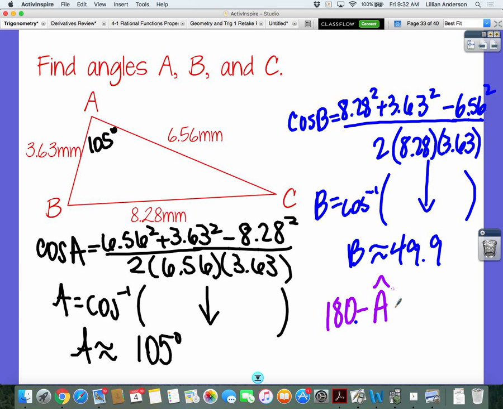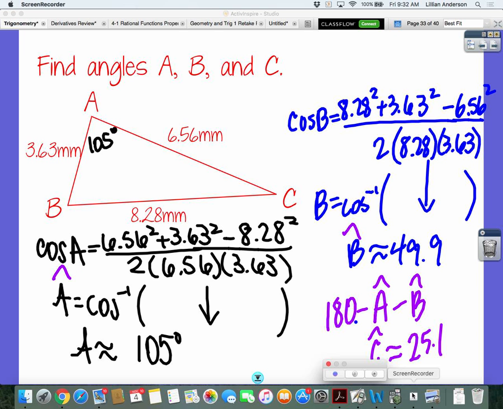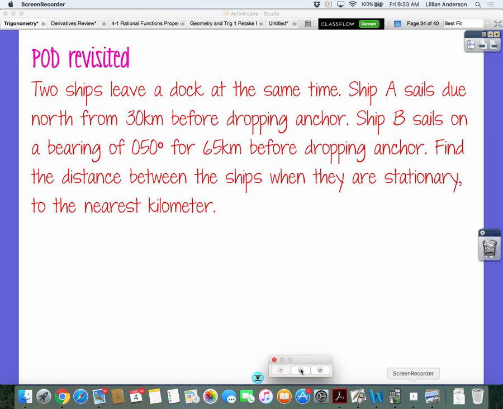180 minus angle A and angle B, and you get angle C to be what? 25.1. I have everything exactly. There we go. I know that calculator's not. You don't have to write this one down.